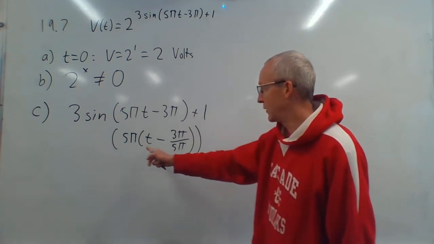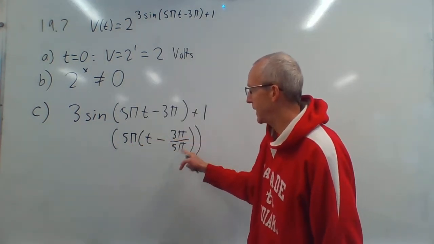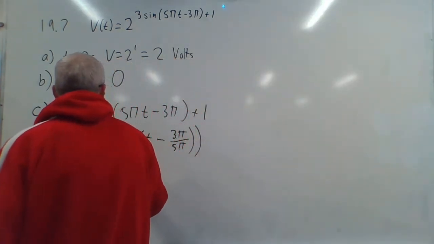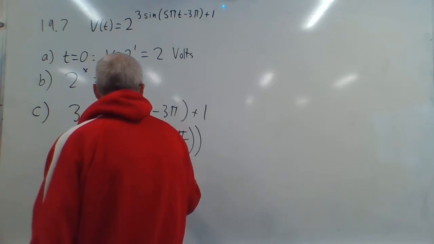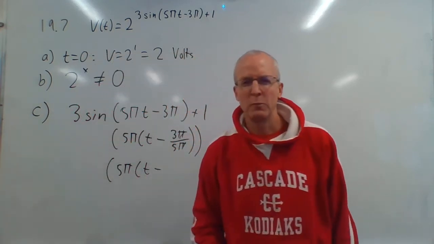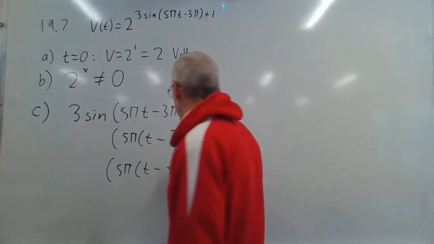I think that's right. Now always check: 5 pi times, that goes in the bottom, we're left with 3 pi, 5 pi. Okay, yep, that's right, always check that. Now we can simplify this. That's 5 pi times t minus, the pi's cancel, 3/5. We could write it as 3/5. I like decimals. That's 0.6. Let's just change that to 0.6.